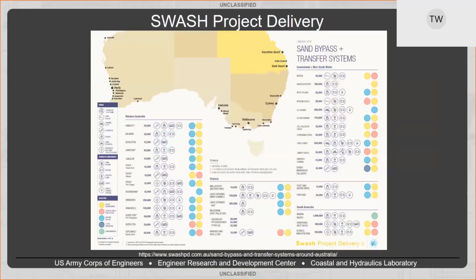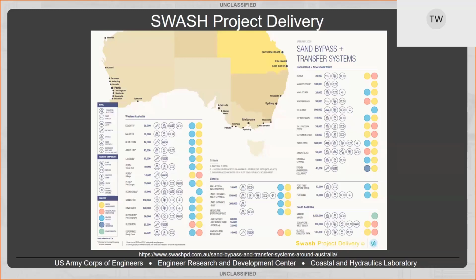This is Swash Project Delivery. It's a website over in Australia where they are ahead of us in indexing their sand bypassing systems, and I could spend 5 to 10 minutes on this alone, where they have categorized and classified their different bypass systems with the excavator and jet pump, similar to the Indian River, pumping jetty, like Tweed and Narang, using excavators, dredges. We've got it all categorized.